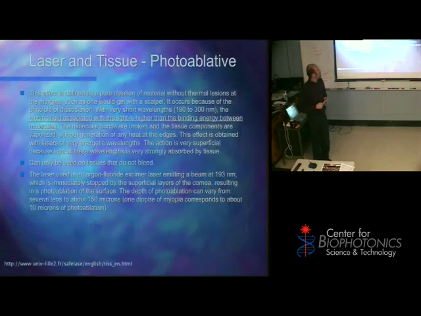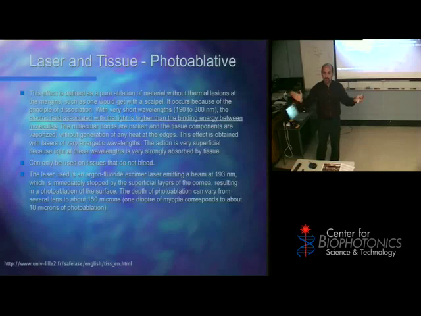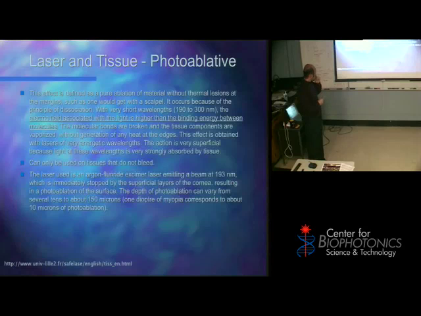And then there's photoablative. Photoablative takes advantage of the fact that if I put enough energy in there, if the electric field associated with the light is higher than the binding energy between molecules, I can make the molecules fall apart. Okay? This is that idea of ionizing radiation that we talked about on the very first day. If I have enough energy in there, I make the molecule and the atoms just basically fall apart. The electrons disappear. Okay? They go away. And so what happens is, with that, molecular bonds are broken and the components are vaporized without generation of any heat at the edges.